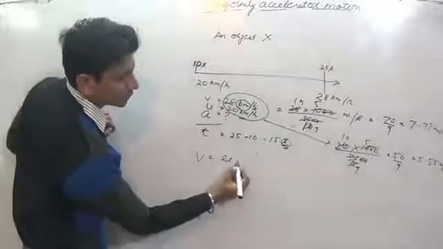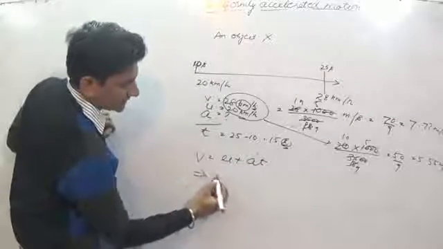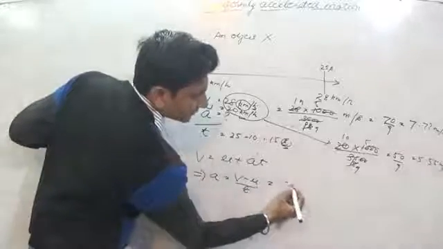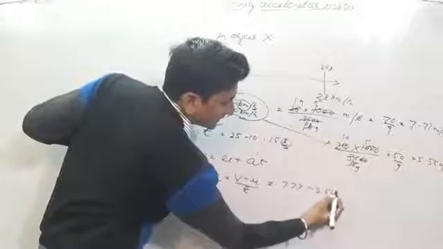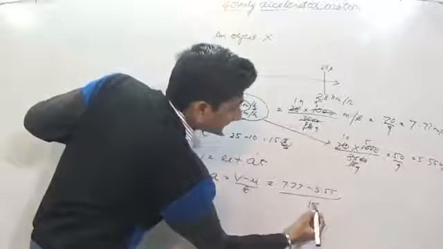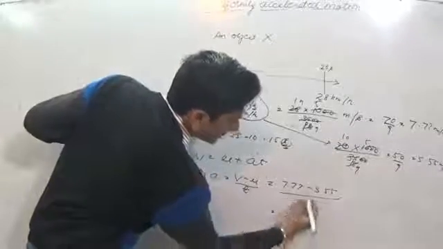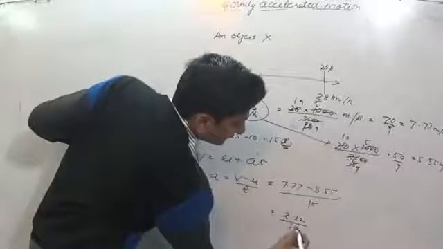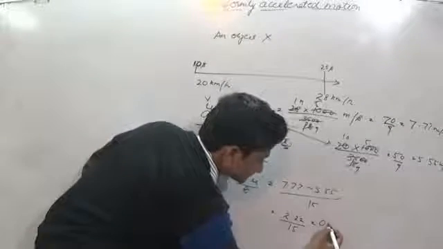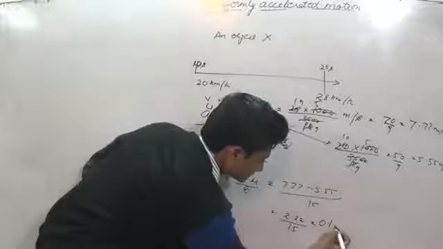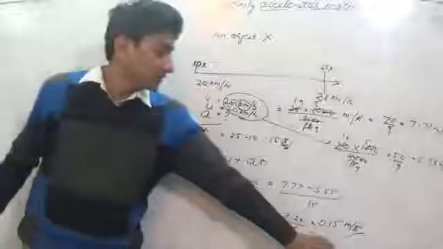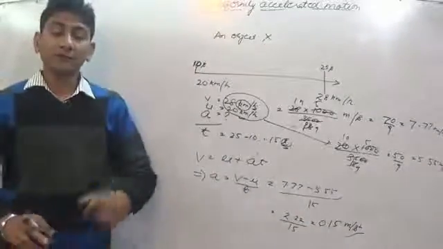V is equal to U plus AT implies A is equal to V minus U by T, which is 7.77 minus 5.55 whole divided by 15. It becomes 2.22 divided by 15, which will be approximately 0.15 meter per second square. So this is the way you can easily calculate if you are clear about the concept.